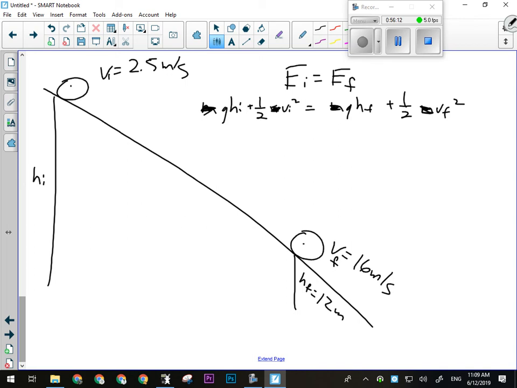All right, I am looking for the initial height. So I'm trying to get this by itself. So I'm going to subtract the 1/2 v initial squared over and then divide by g. So h initial will equal g h final plus 1/2 v final squared, divided by g.